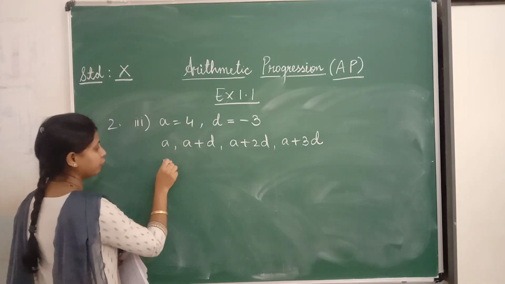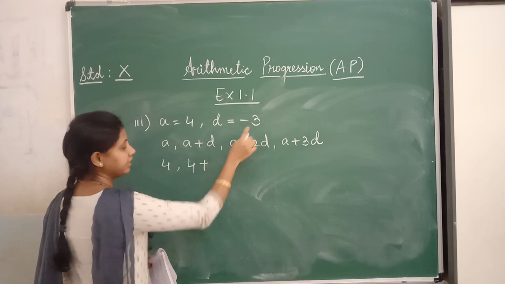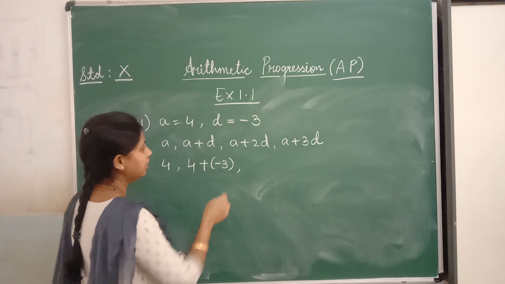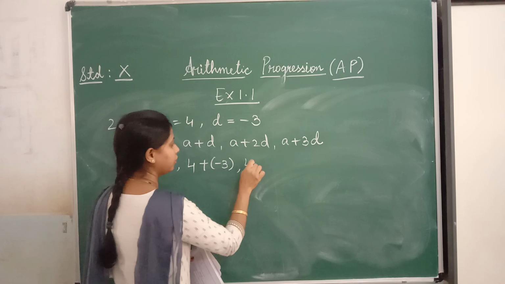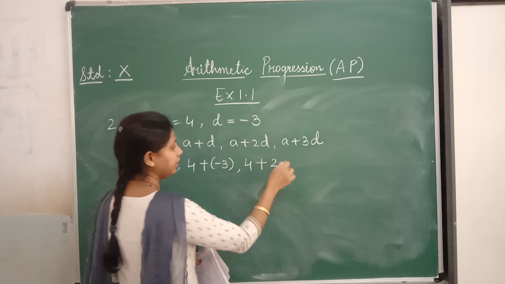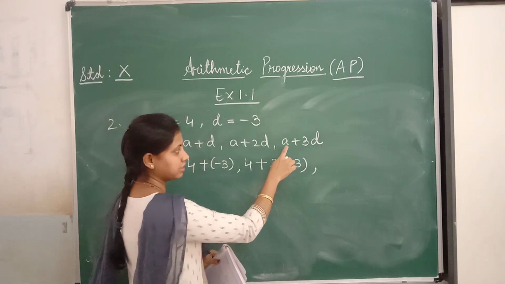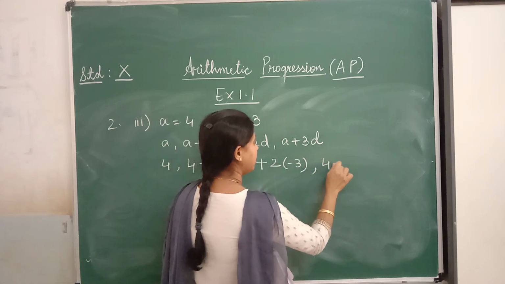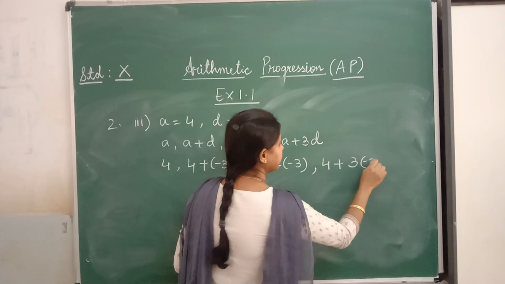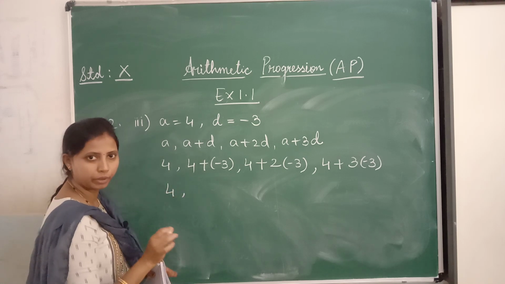So A is nothing but 4. Again write 4, substitute here, plus D. D is -3. Yes, you just have to substitute and simplify. Next is again A, A is 4, plus 2 as it is, then D. D is -3. Yes children, just substitution. Then the next term, A is again 4 plus 3 as it is, D. D is nothing but -3.